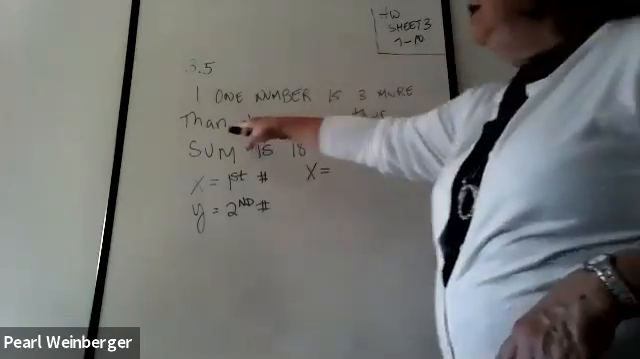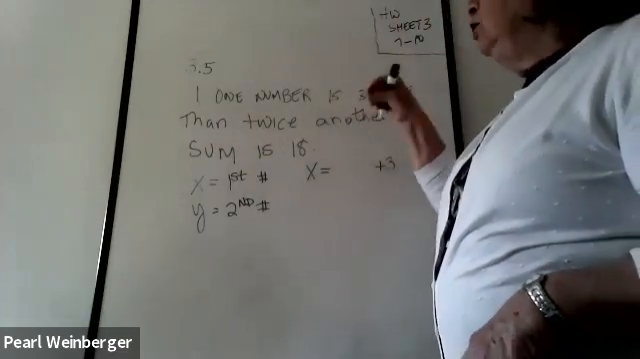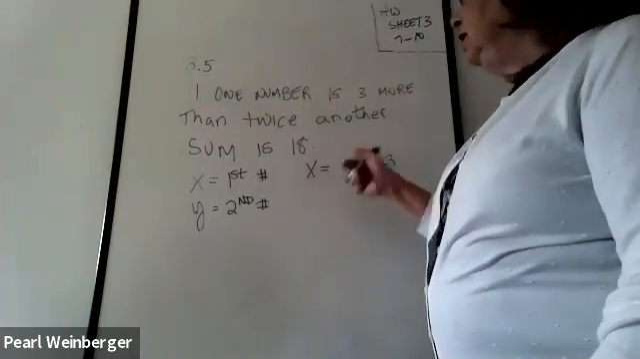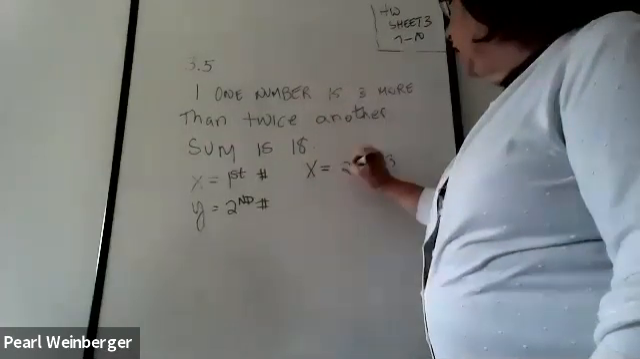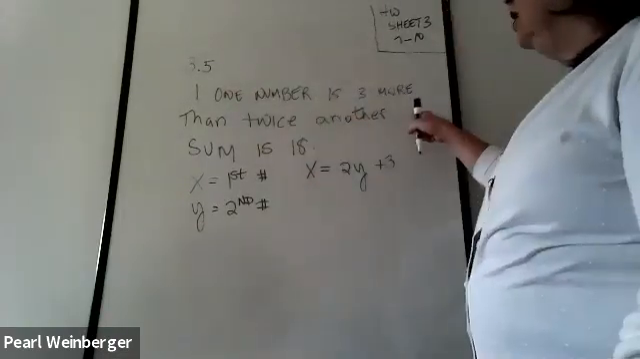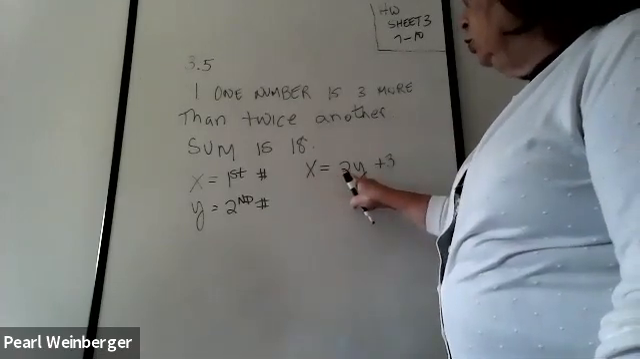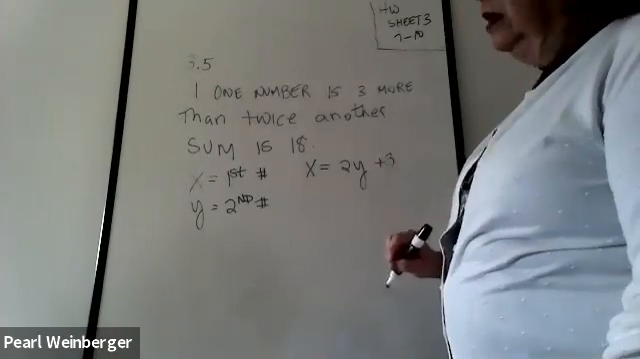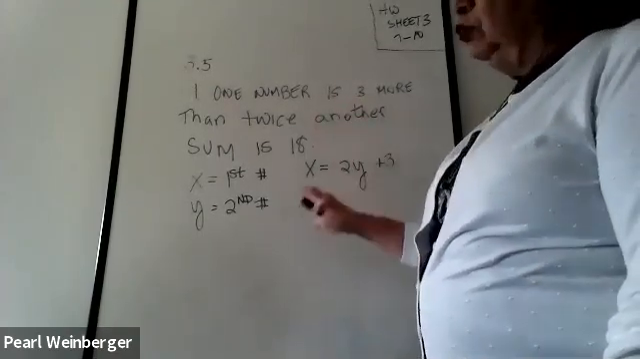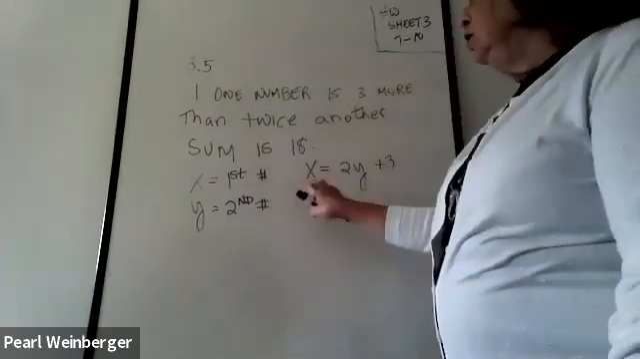3 more means whatever you have, add 3 to it. Now, what do we have? 3 more than twice the second number. Twice is another way of saying 2 times, and the way we say 2 times the second number is 2y. So my first equation from the statement, one number is 3 more than twice another, is x equals 2y plus 3. That gives us our first equation, but we need 2 equations. We need a system of equations because there are 2 variables.